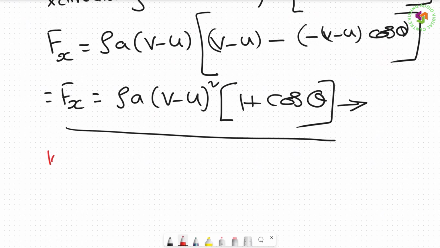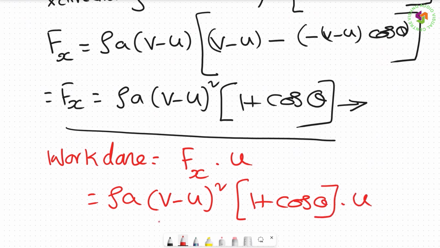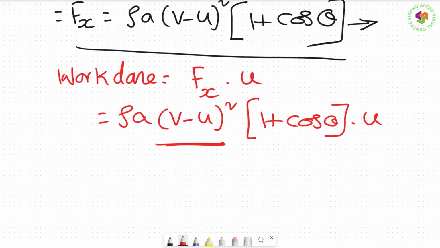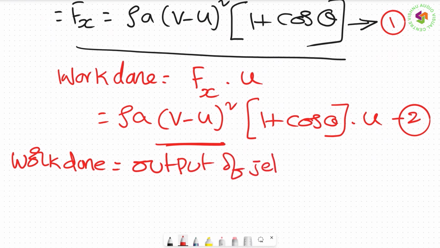So once this is obtained, force is over. Then naturally our next question is, what is work done? Work done is equal to Fx into U. So it is rho A into V minus U whole square into 1 plus cos theta into U. This is number 2, and that was number 1. Then work done is nothing but actually the output from the jet.